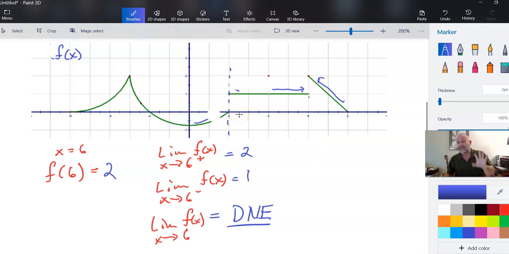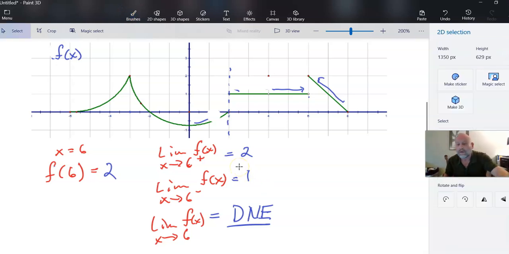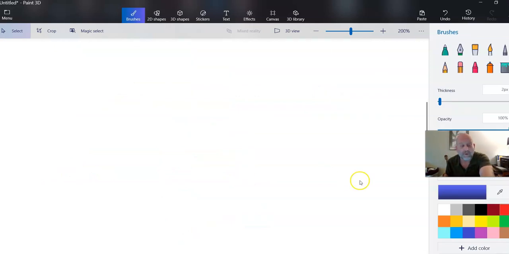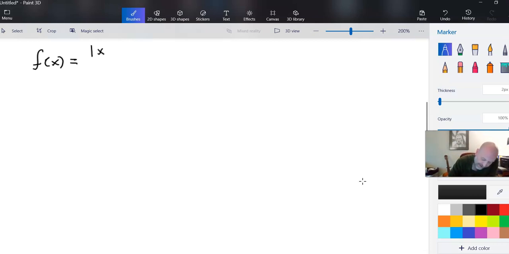Okay, so that's the main idea, right? It's really just a matter of getting a look at what the function does and then deciding where it heads. Okay, now I do want to talk about one particular function, which is an interesting function. I like it. And it's f of x is equal to the absolute value of x over x.